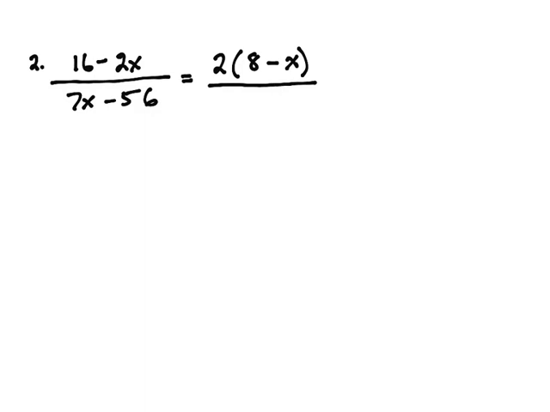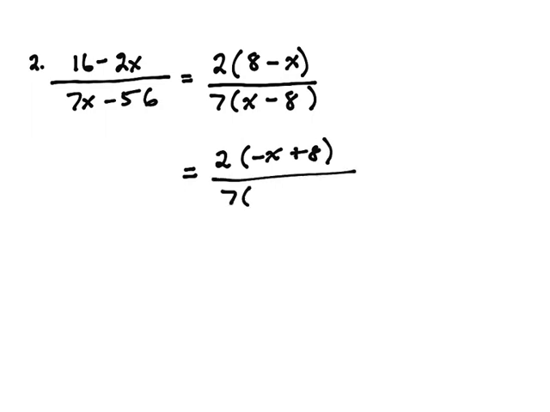And we can go ahead and do the same for the denominator. We're going to factor out a GCF of 7. And now the x stays behind, and then minus 8. And you notice that we're going to rearrange the numerator. I'll write it over here. We're going to rearrange that as minus x plus 8. I want it to look like the x minus 8 in the denominator.